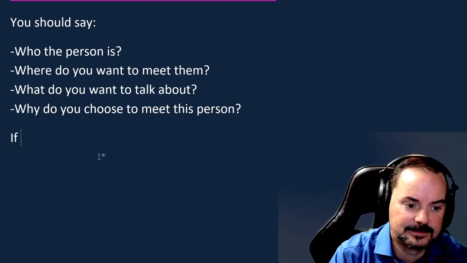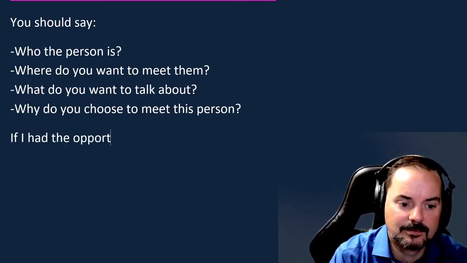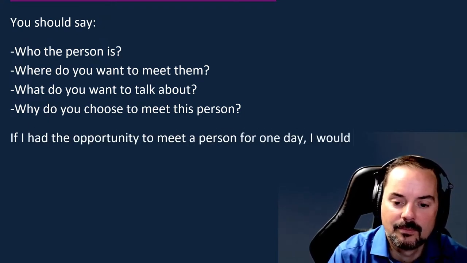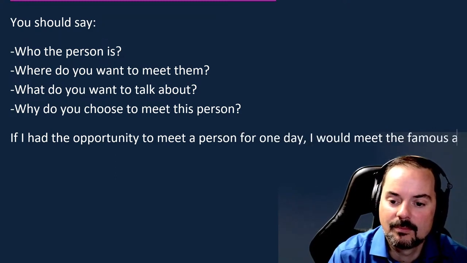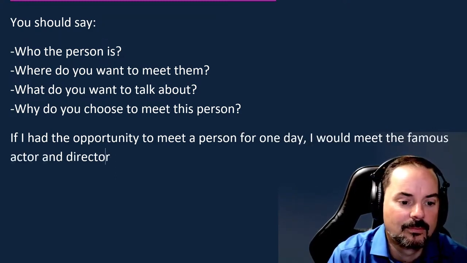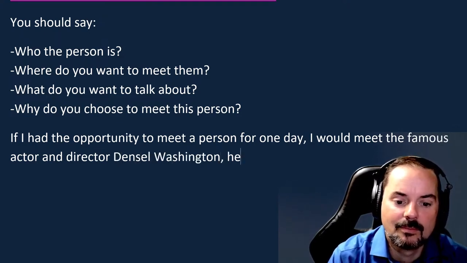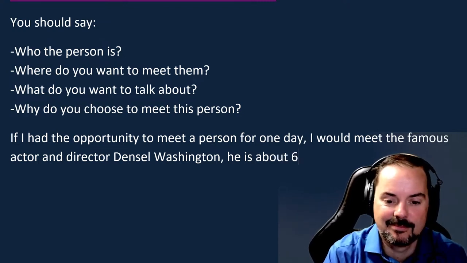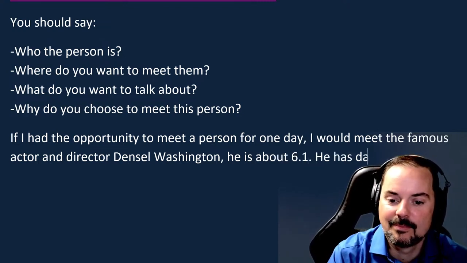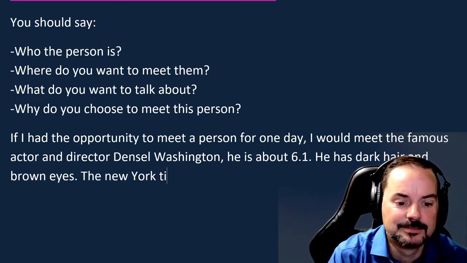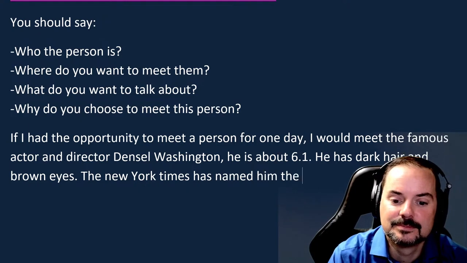If I had the opportunity to meet a person for one day, I would meet the famous actor, director. He's an American actor. His name is Denzel Washington. He's about 6'1". He has dark hair, brown eyes, and he has received numerous awards. The New York Times naming him the greatest actor of the 21st century. He lives in Hollywood, Los Angeles, and he plays action and true story movies.